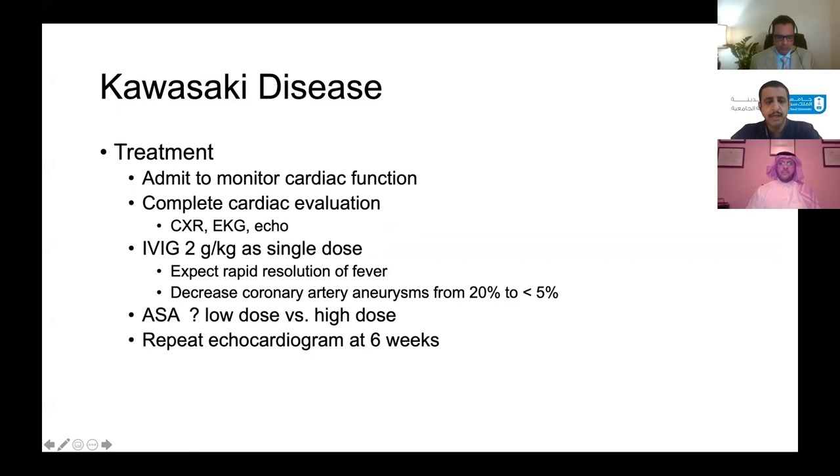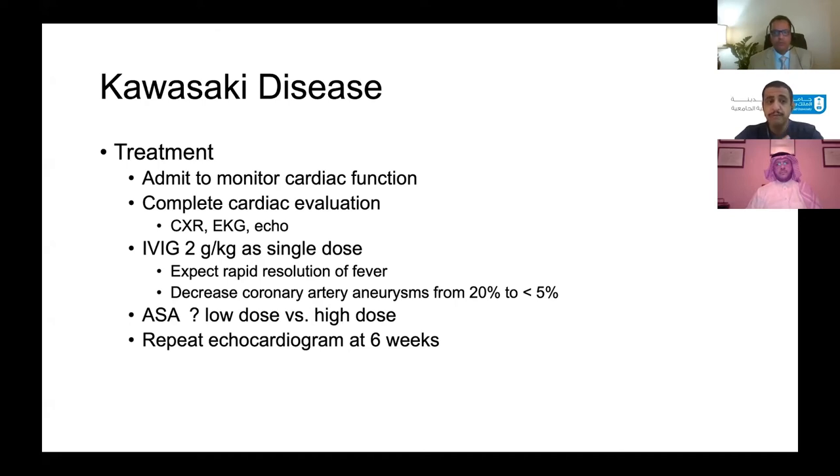Usually the treatment, as we know, Kawasaki is a vasculitis, so the main concern would be coronary artery disease. So usually the complication presents as aneurysmal formation. So usually we admit those patients for full cardiac evaluation and to treat them with a high dose of IVIG. Usually we are giving 2 grams per kg as a single dose, and a non-steroidal like aspirin will be either high dose in the beginning, then we'll taper it to a low dose as treatment to decrease the chance of aneurysmal formation. If we leave Kawasaki disease without treatment, up to 20% of the patients may develop aneurysm.